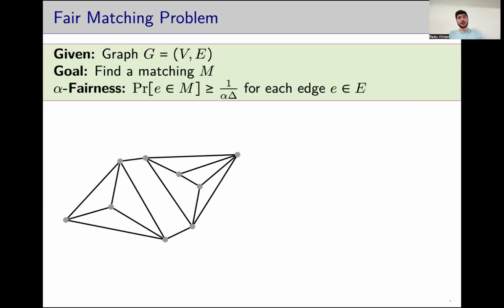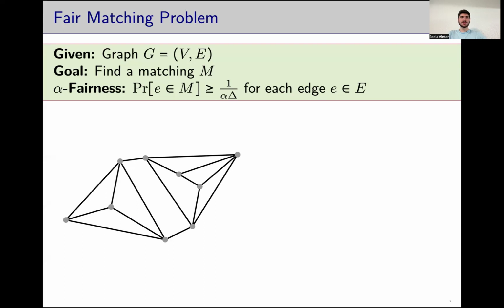So let me start with the reduction to this fair matching problem. Now, what is this problem? We are given a graph G, and we want to find a matching M using some randomized algorithm. But this random matching that we find should include every edge with probability at least 1 over alpha delta for some parameter alpha. The closer alpha is to 1, the better. And notice that this is not the same as maximum matching. So here it's not about maximizing matching size, it's about giving every edge a decent chance of being included.